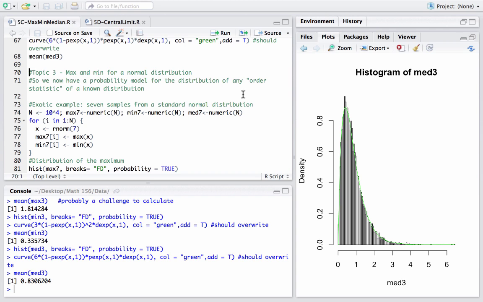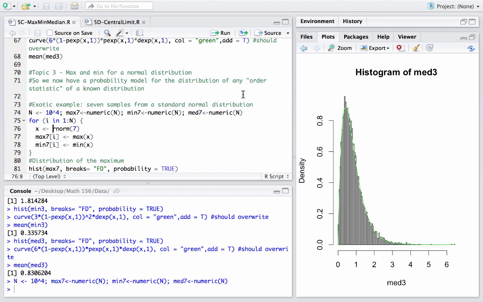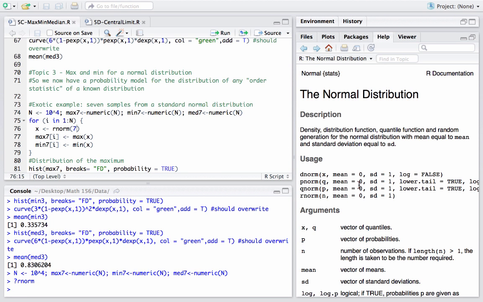And finally, we're going to be doing it for a normal distribution. This time we'll be doing it with 7 samples. So we'll be taking rnorm 7, this is random normal 7, and you'll recall if you don't feed it any other parameters other than the number you want, you'll get a standard normal, so mean 0, standard deviation 1, and we'll store the max and the min.